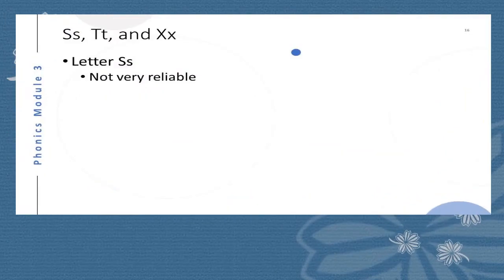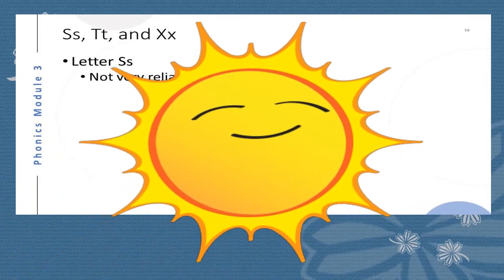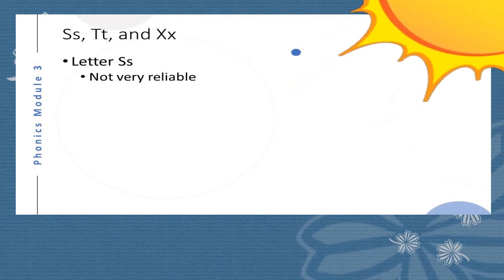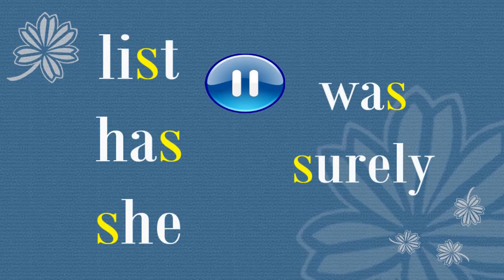The phoneme represented by S is heard in the keyword sun. The letter S is not very reliable. When you see the letter S in a word, you cannot be sure you will hear S when it is pronounced. Say each word shown aloud. Listen very carefully to the underlined part. What sound does the letter S make?